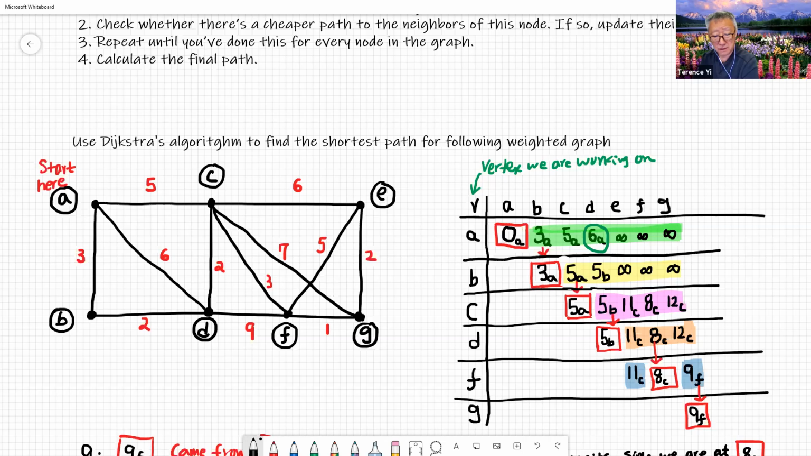The other path we can take is A to C, which is a 5, then go down to G, which is a 12, then go up to the E, that's going to be 14, which is greater than 11, so we don't want to do that.